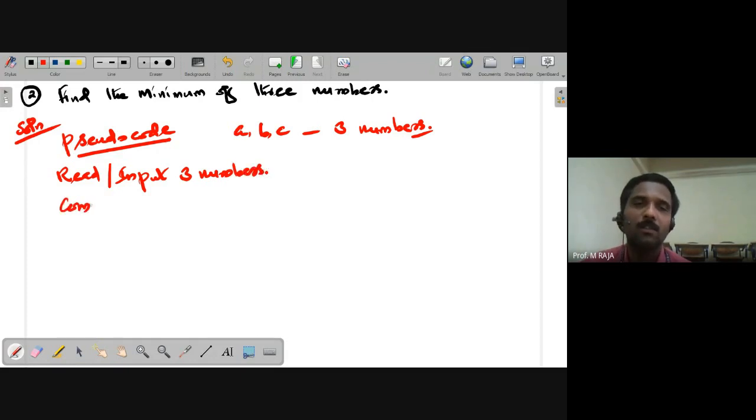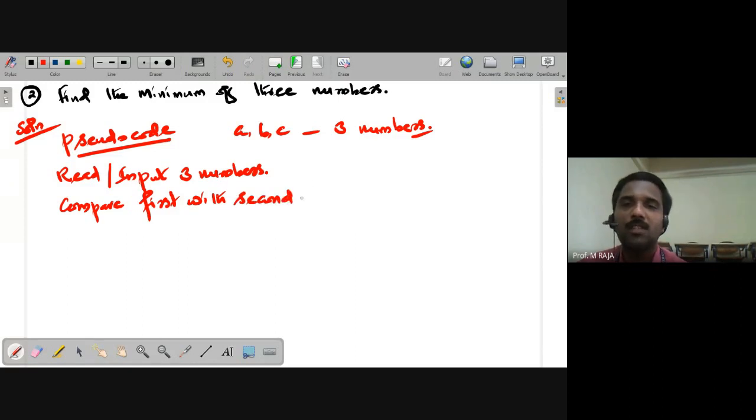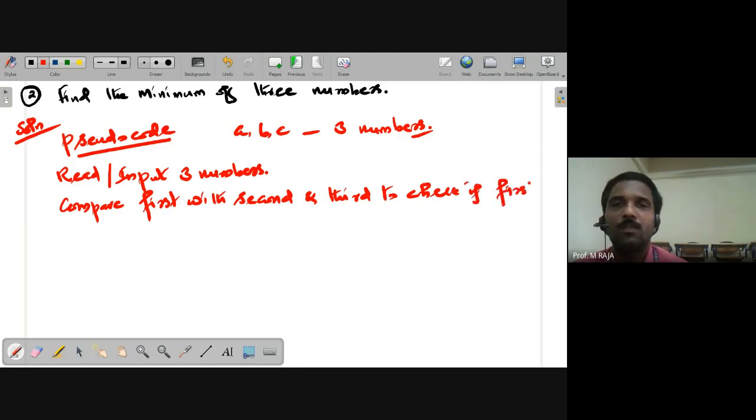Compare the first with the second and third, to check if the first is minimum, because the problem is minimum.